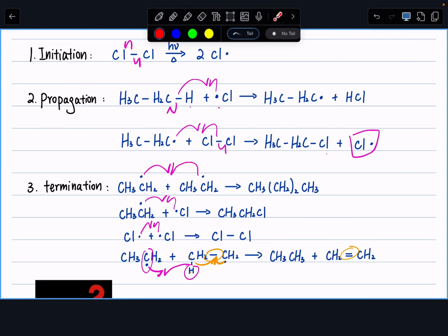But nevertheless, for all initiation, you start from a neutral molecule and go to radicals. Propagation: a radical and a molecule go to a radical and a molecule. Termination: two radicals go to molecules.